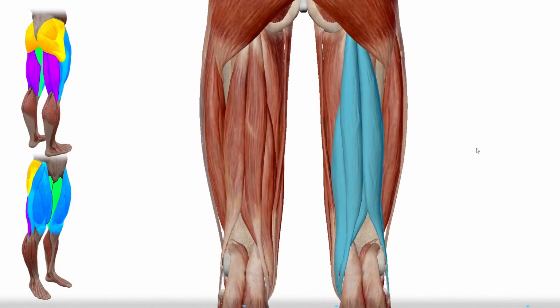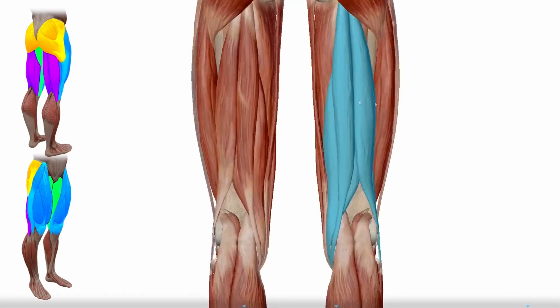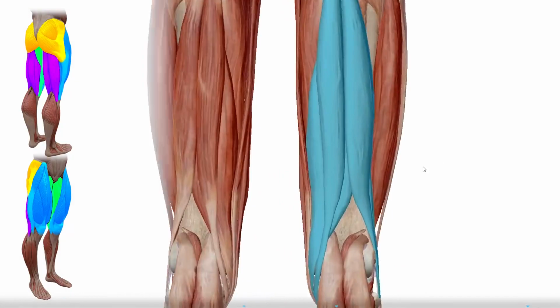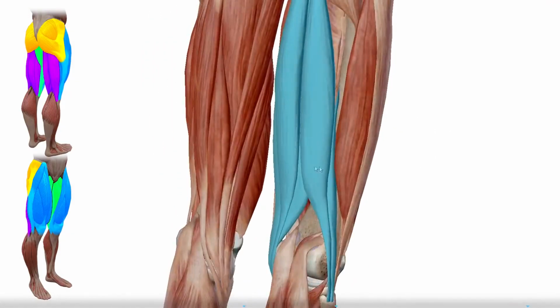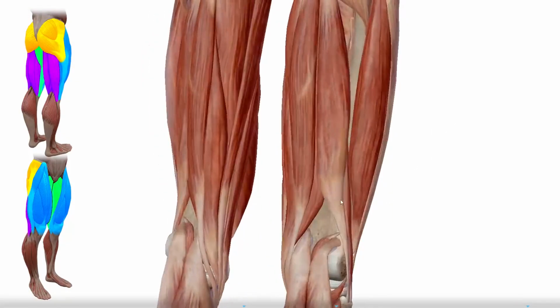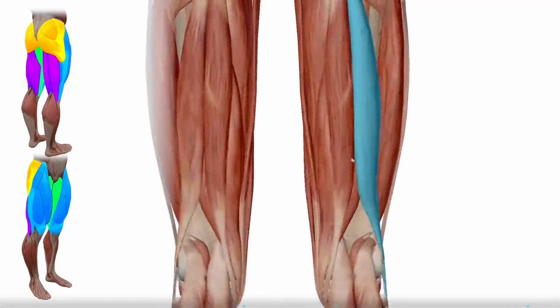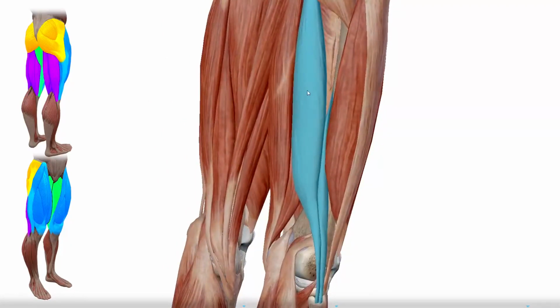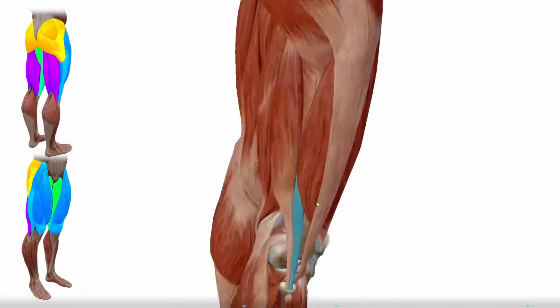So the posterior compartment, or the hamstrings, is going to be made out of a lot of different heads. So we'll have this muscle right here on the outside, towards the outside of the leg, which is going to be called the biceps femoris. We'll have two different heads for it. The big one here is called the long head, and then we have the smaller one that's not as visible, called the short head.